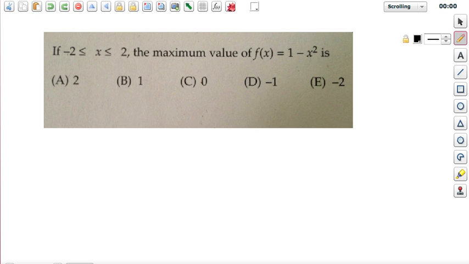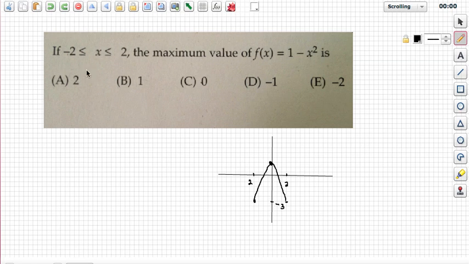All right. This is question number 5. So pause your video and try this, and then we'll go over it. I hope you got this right away. The answer is B. They're asking for the maximum value. You don't really need a calculator.